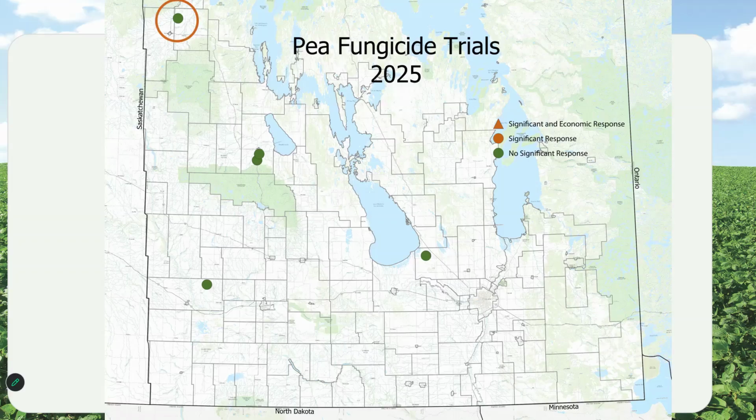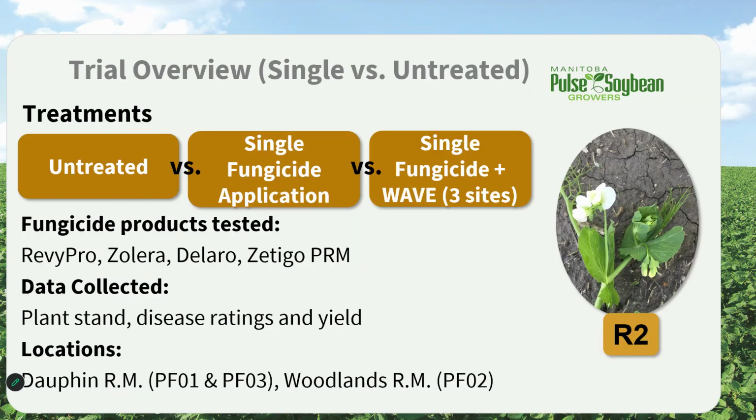So these are where the pea fungicide trials were located, with the double versus single up north in the Swan River area, which is circled. With the single versus untreated trials, we had untreated versus a single application. And then at 3 of those trials, we did have a single fungicide tank mixed with a biological product, which is meant to help the plants cope with abiotic stress.